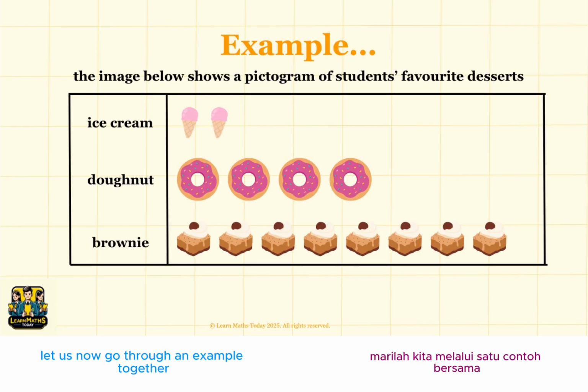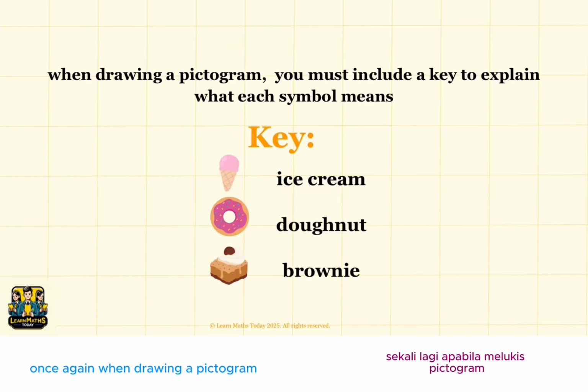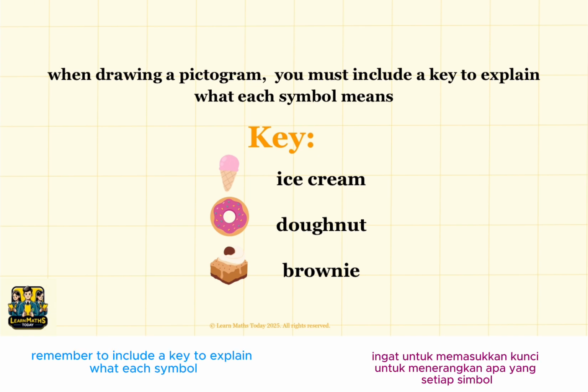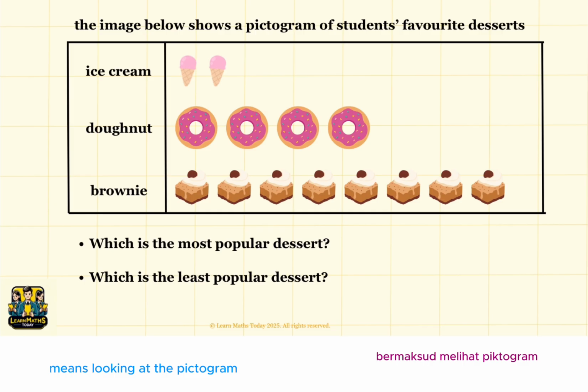Let us now go through an example together. The pictogram here showcases students' favorite desserts. Once again, when drawing a pictogram, we must remember to include a key to explain what each symbol means. Looking at the pictogram, what is the most popular dessert and what is the least popular dessert? I'll give you some time to think before we go through the answer.